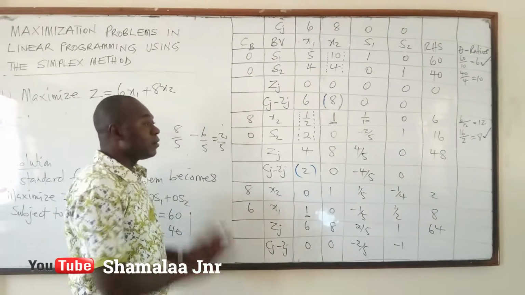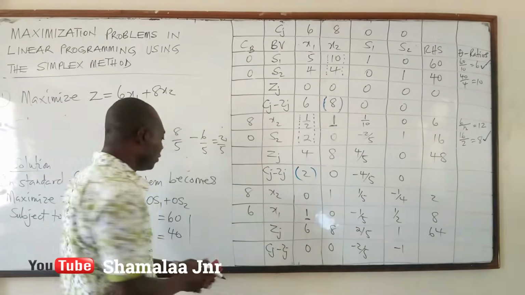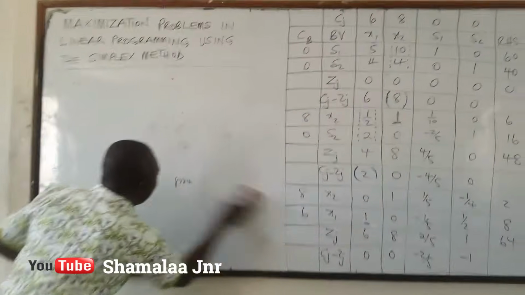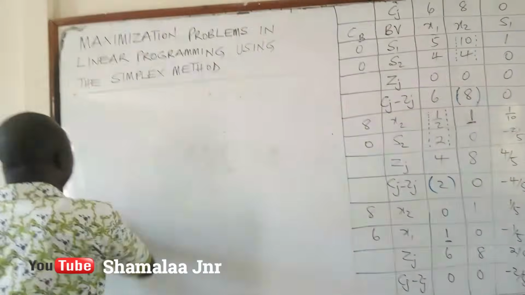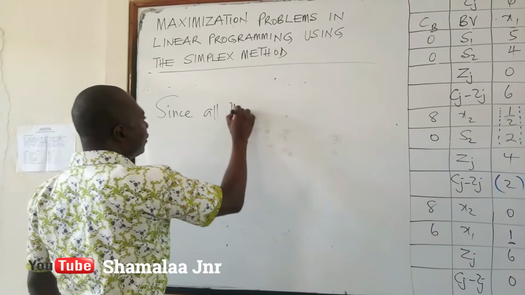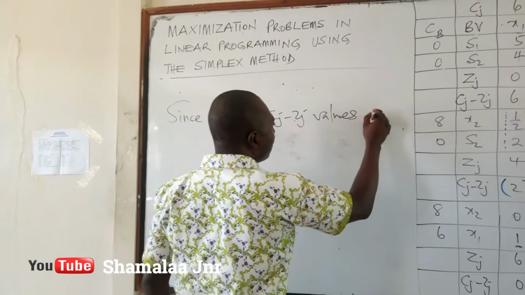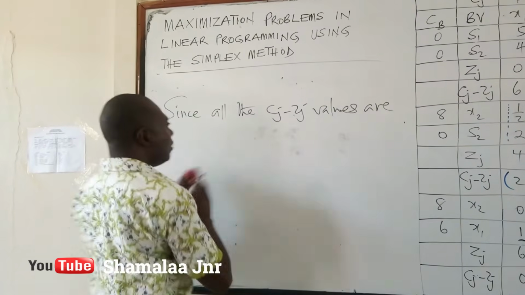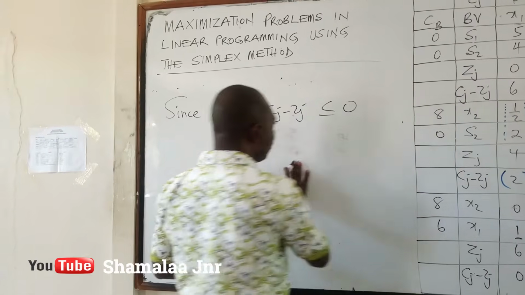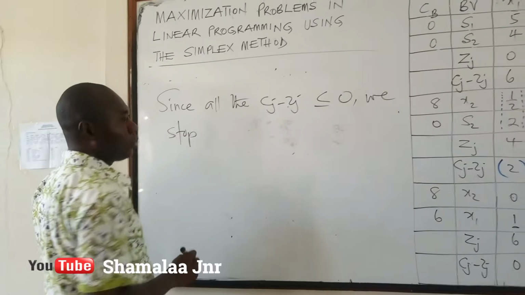The optimal solution is the best solution as far as the problem is concerned. You can't have a solution which is better than the optimal solution. So you stop. This is how to conclude. You can say that since all the Cj minus Zj values are less than or equal to 0, we stop.